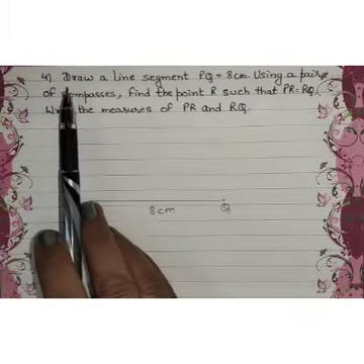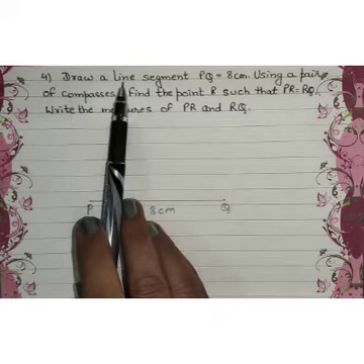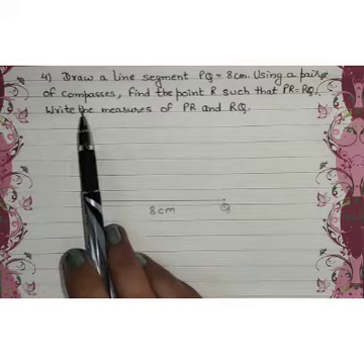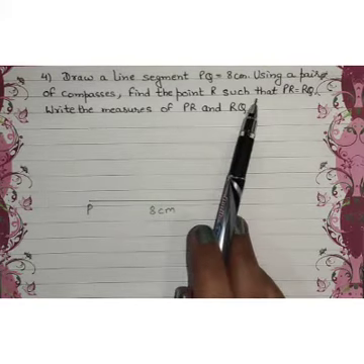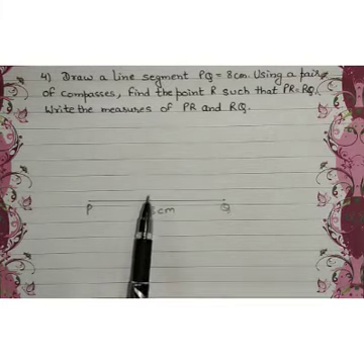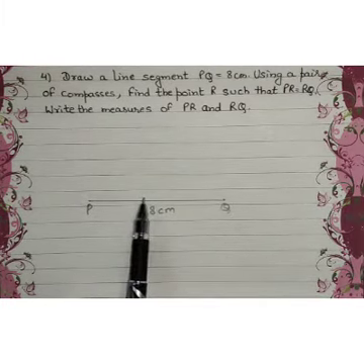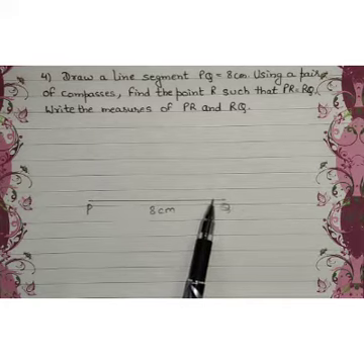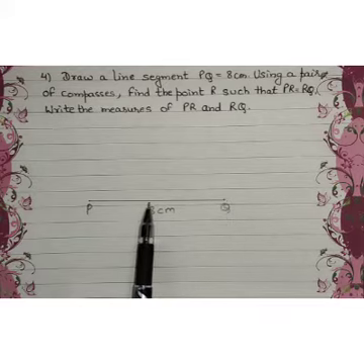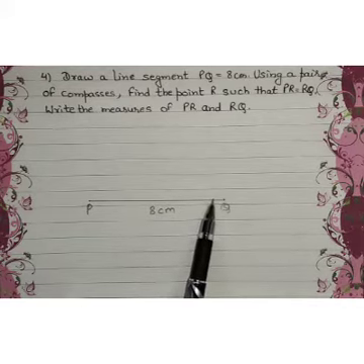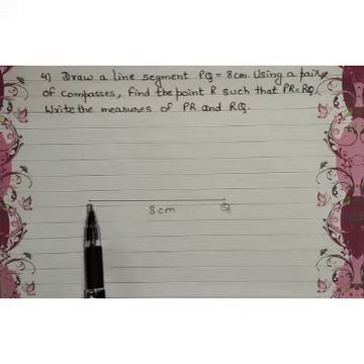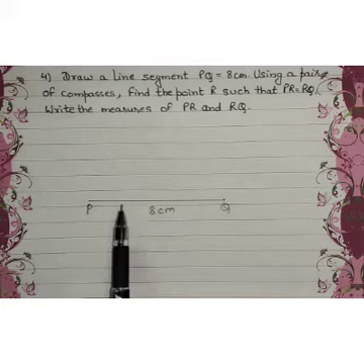In question number 4, we are given: draw a line segment PQ equal to 8 cm using a pair of compasses. Find the point R such that PR is equal to RQ. In this question, we have to find a point R such that PR is equal to RQ. It means we have to find the midpoint of PQ, that is R, which divides PQ into two equal parts. For this, what do we have to do? Yes, we have to find the perpendicular bisector of PQ.